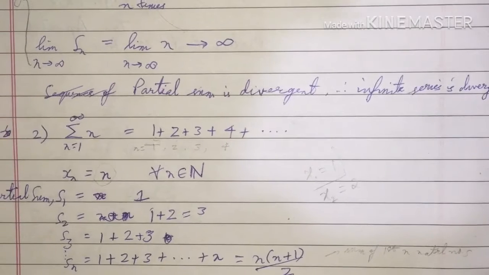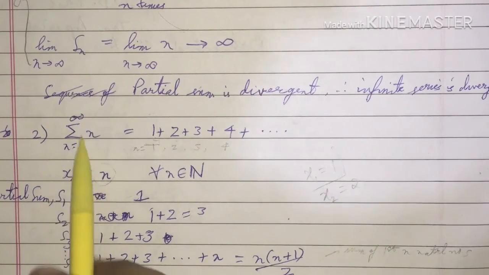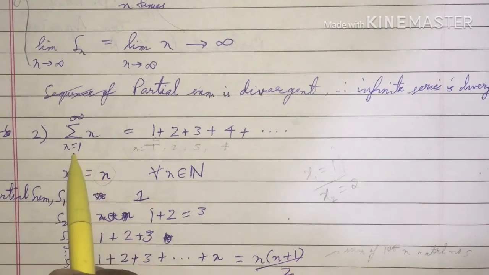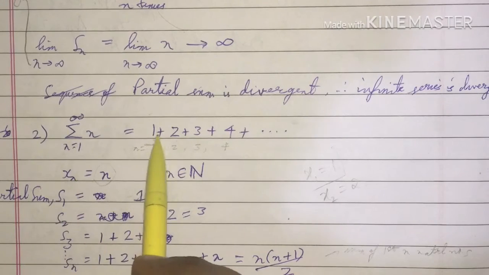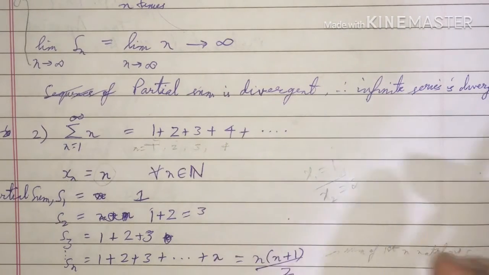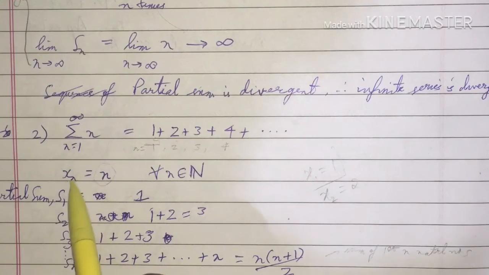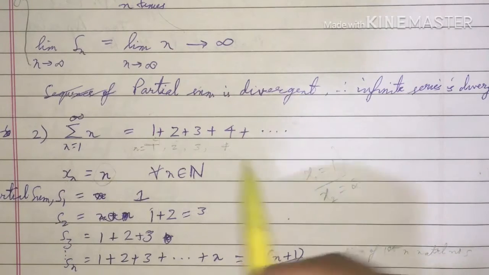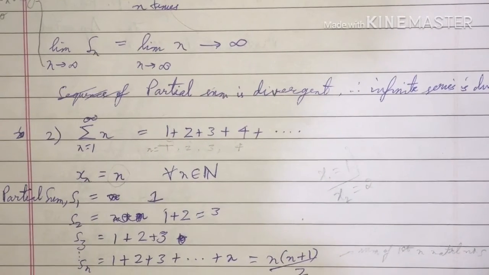Another example, this is summation n ranging from 1 to infinity of n. So basically it is the sum of natural numbers. So it's 1 plus 2 plus 3 plus 4 plus dot dot dot, it continues. The sequence is xn equal to n for all n belonging to the set of natural numbers.